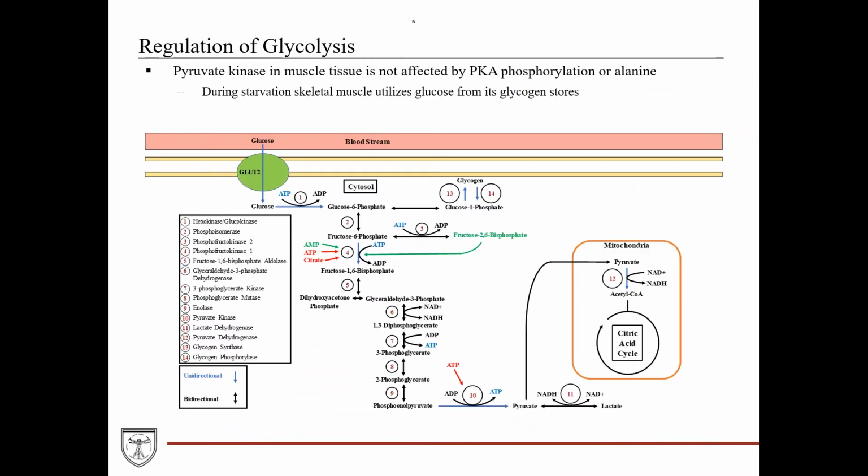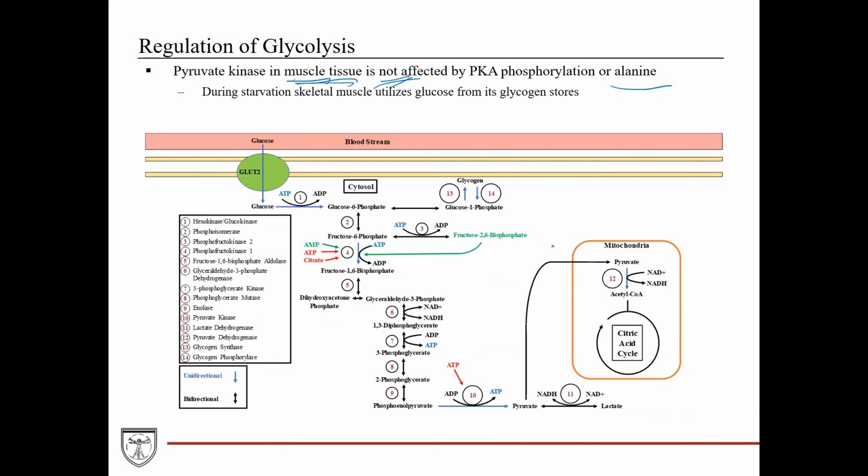Now, in the muscle here, pyruvate kinase is not affected by protein kinase A phosphorylation or alanine. And the reason why it's not affected by alanine is, for one thing, you're breaking down alanine in the muscle to ship it off to the liver for gluconeogenesis. And the reason why it's not staying in the muscle is because the muscle does not carry out gluconeogenesis. It does not produce glucose. So there's no reason for it to be useful here in the muscle, and there's no reason for it to affect the activity level of pyruvate kinase.